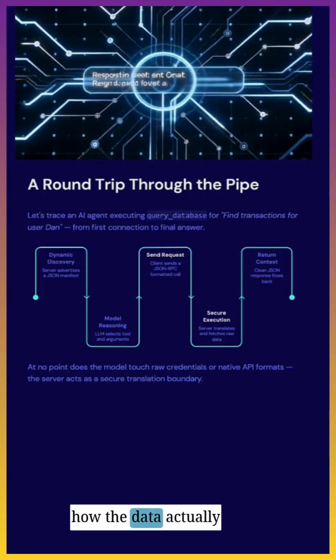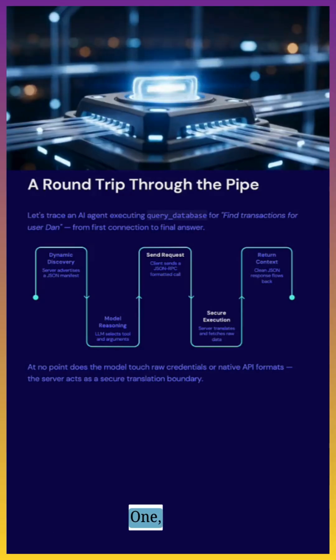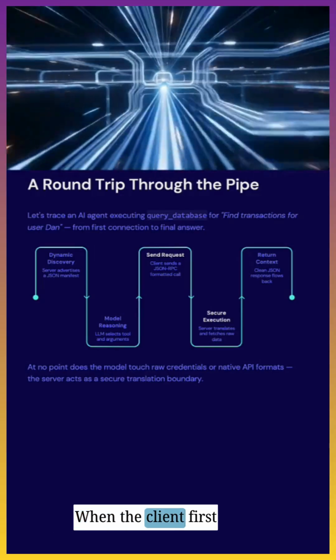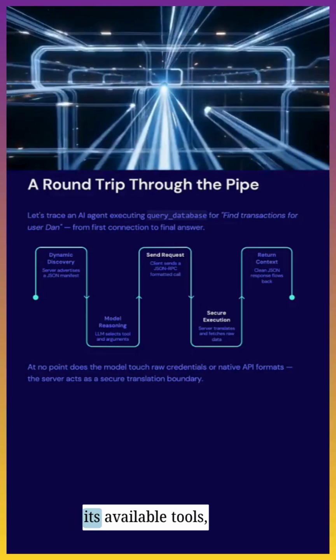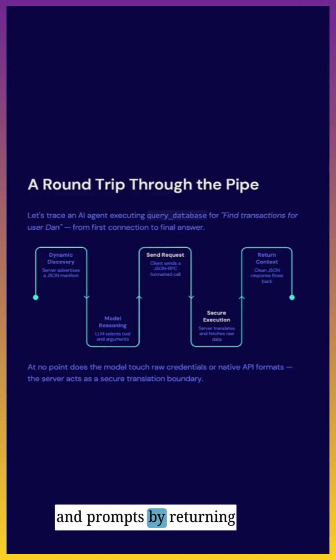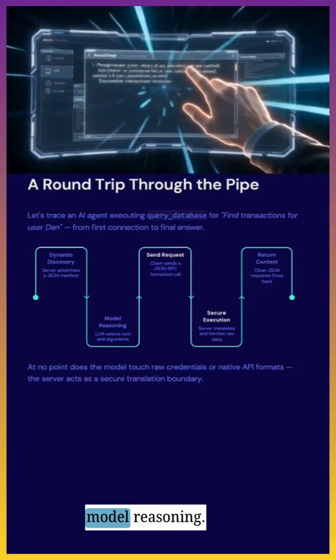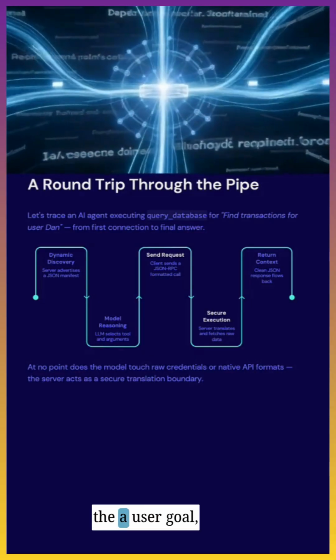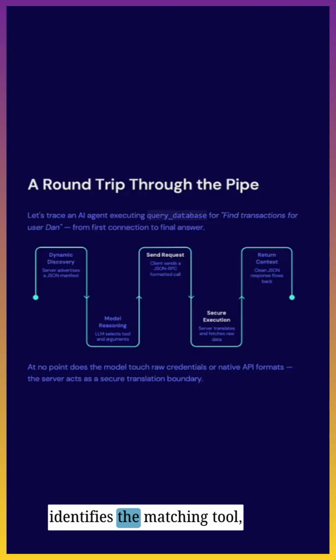To understand how the data actually traverses the pipe, let's trace an AI agent checking database records. 1. Dynamic discovery. When the client first connects to the server, they negotiate capabilities. The server advertises its available tools, resources, and prompts by returning a machine-readable JSON manifest. The model dynamically sees what is available without hard-coded endpoints. 2. Model reasoning. The model processes a user goal, for example, find transactions for user Dan, and identifies the matching tool, for example, query_database, and arguments from the server's menu.